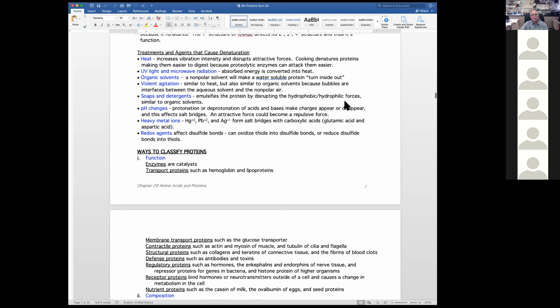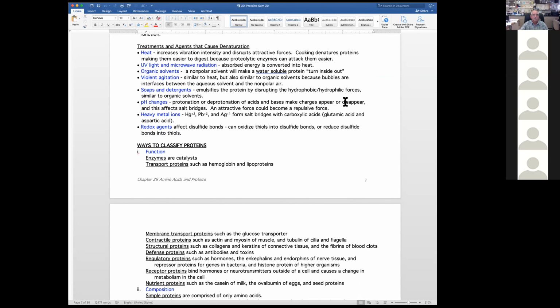So what kind of treatments cause denaturation? Heat. Okay. Why would heat do that? Because simply if you heat something up, things bounce around more. You're breaking attractive forces. Okay. Why do we cook our food? Because we denature the proteins, and that makes them easier to digest.